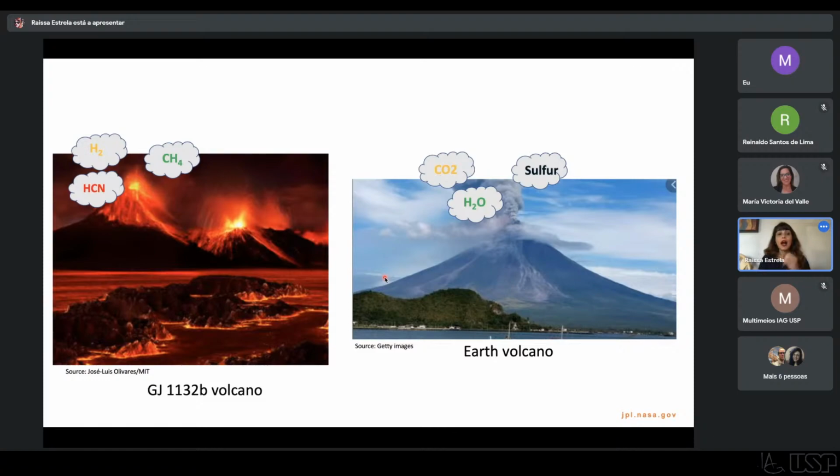So this outgassing that we would see in J1132 is very different from the outgassing that we see in our own planet. What we see there would be outgassing of very reduced gases like hydrogen, methane, hydrogen cyanide, while in our planet we see more water vapor, CO2, and sulfur. But there are also some suggestions that the primitive Earth could also have released reduced gases like we see in J1132.